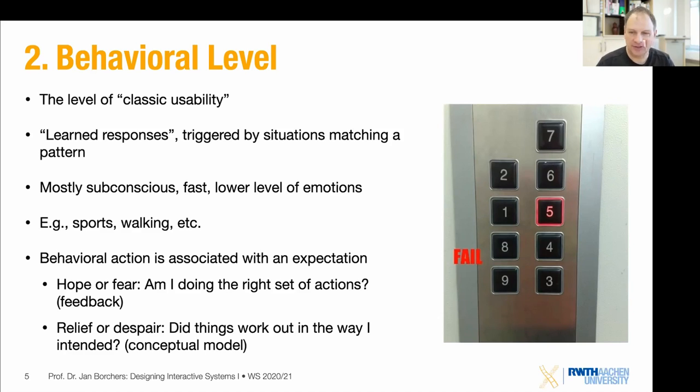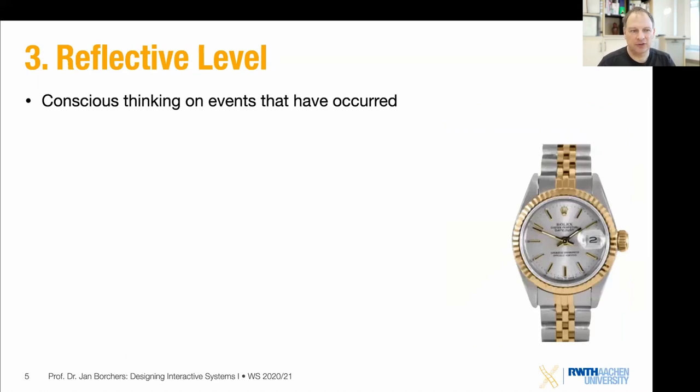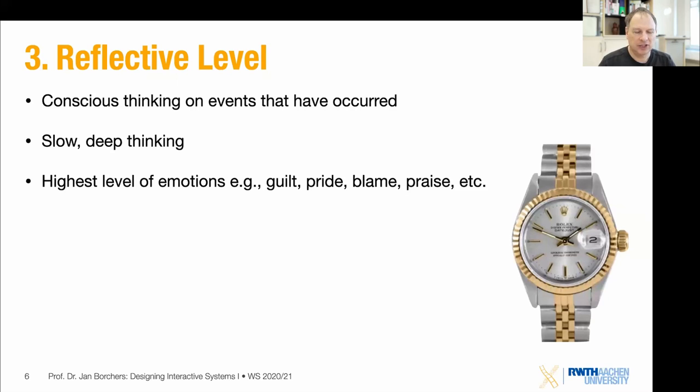Okay, fantastic, thanks. So the reflective level means that you are now consciously thinking about events that have occurred. So you are reasoning, right? This is slow, deep thinking at the highest level, and it's related to the highest level of emotions that are often associated with the world around us and our social interactions with others, like guilt or pride or blame or praise, those kinds of things. They also get retained in memory and are therefore very important in your design.